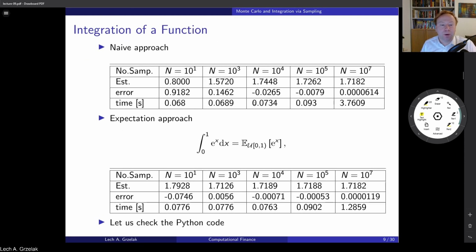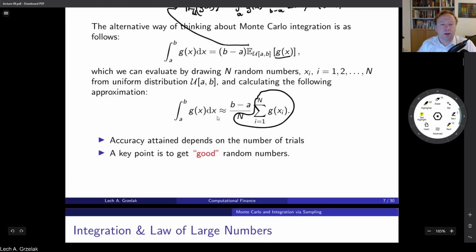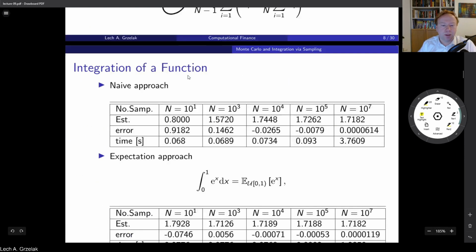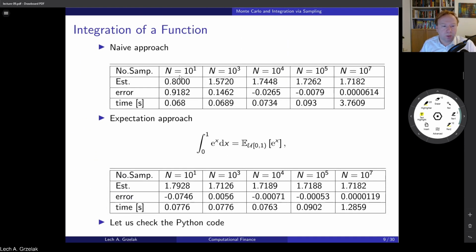Okay, so here's the comparison of the naive approach, the one where we sampled rectangular points and then checked how many points are beneath the curve, and the stochastic approach where we calculate expectation. I changed the a and b a little here, so that we have 0 to 1. Actually, this is the same a and b, 0 and 1, so it's exactly the same function. And here is the comparison. This is the naive approach, this is the expectation approach.